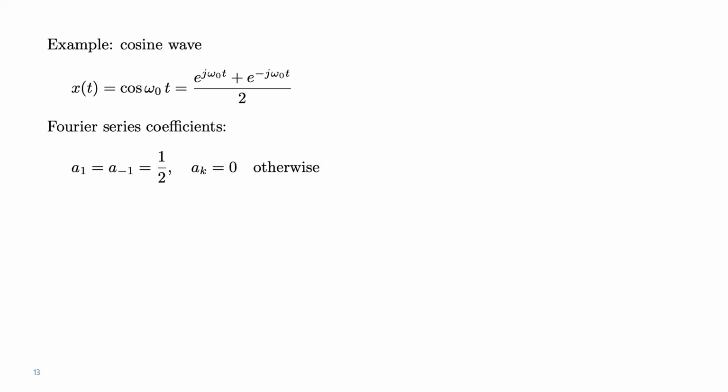A very similar yet different case is the one of a cosine signal. So in this case, we represent the cosine of omega 0 t as a sum of exponentials, as you see at the top of the slide. And we already know that the Fourier coefficients are 1 over 2 for a_1 and a_minus 1, and all the other coefficients are 0.